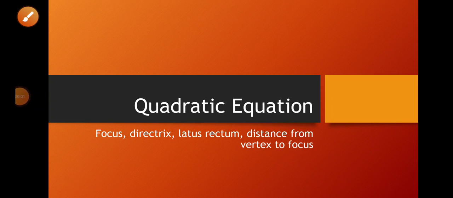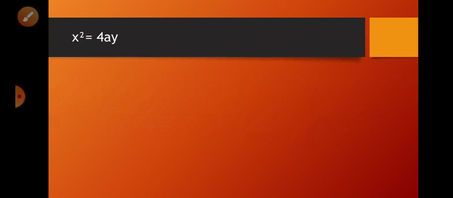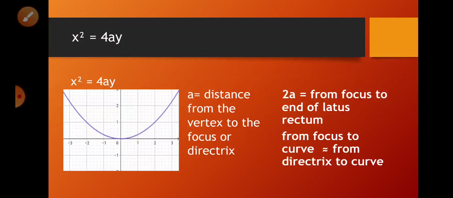This time we will deal with the focus, directrix, latus rectum, and distance from vertex to focus of a quadratic equation. Let us take the equation x squared is equal to 4ay. Our a is the distance from the vertex to the focus. The distance from the vertex to the focus is similar to the distance from the vertex to the directrix. Again, a is the distance from the vertex to the focus or directrix.